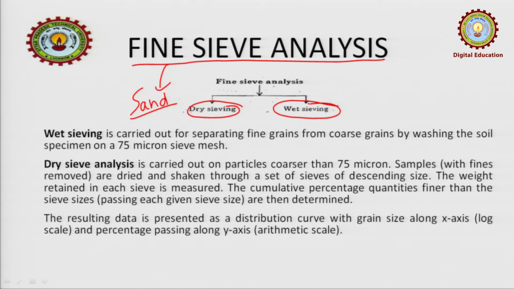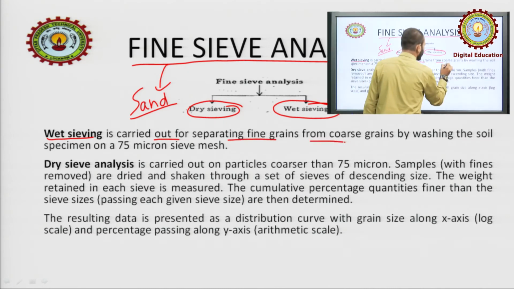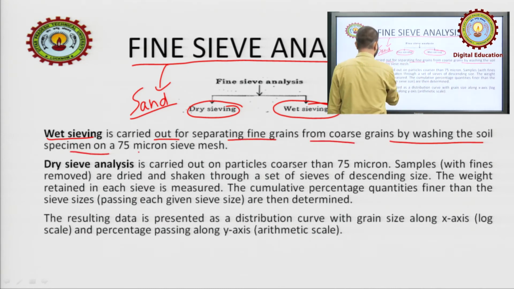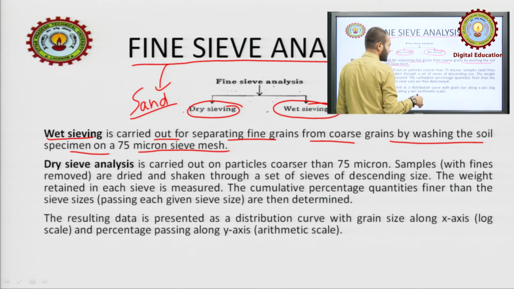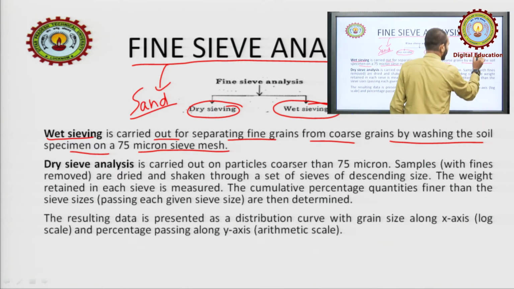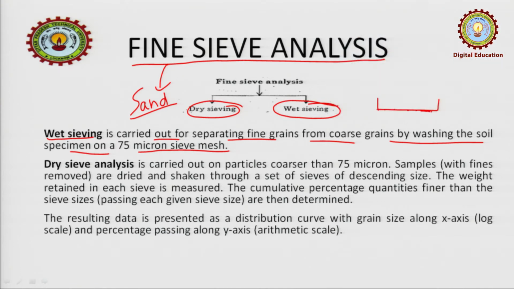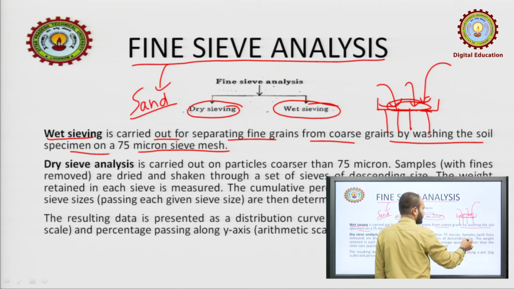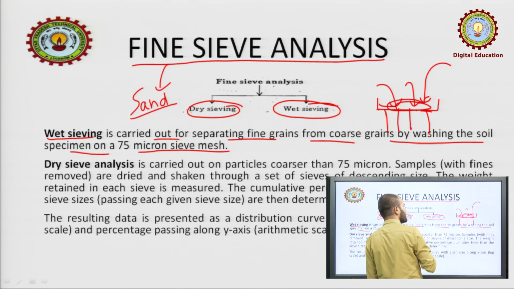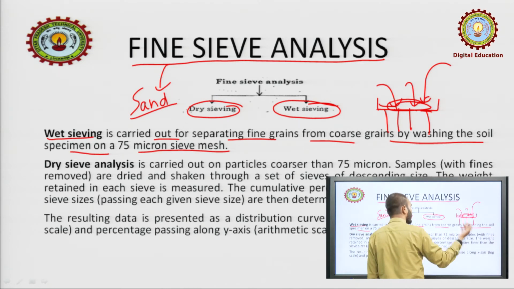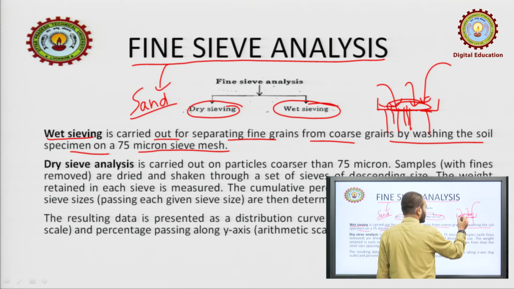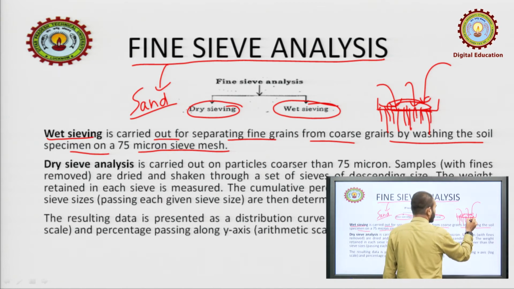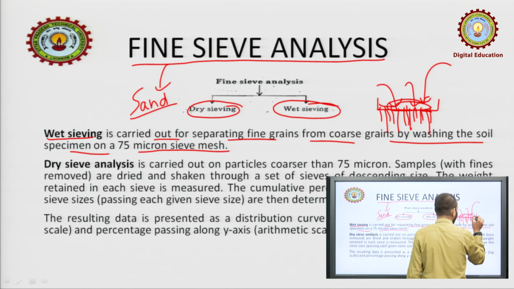Now, what do these two mean? Wet sieving is carried out for separating fine grains from coarse grain by washing the soil specimen on a 75 micron sieve mesh. You will take a sieve of 75 micron, put the soil in it and put water in it, or wash this soil. What will happen? Water will obviously leave, and those particles which are smaller than 75 micron, which are actually fine grained, will also wash out with the water. Hence, what will remain here? The coarse grain only.